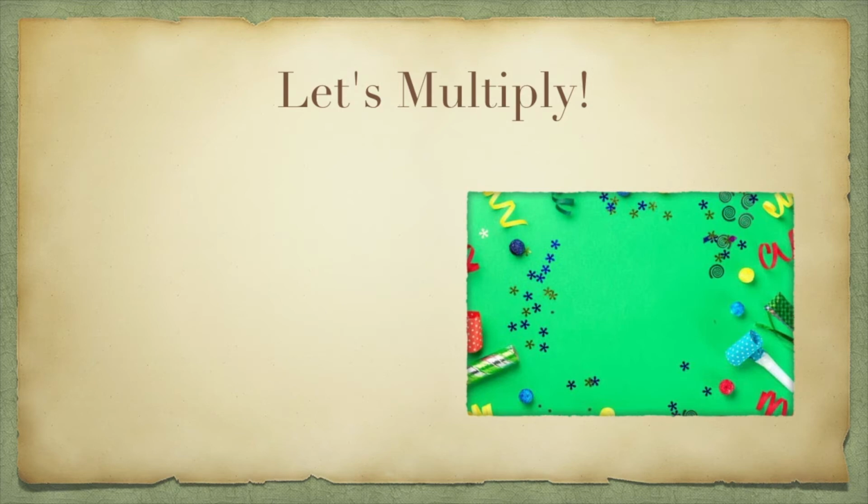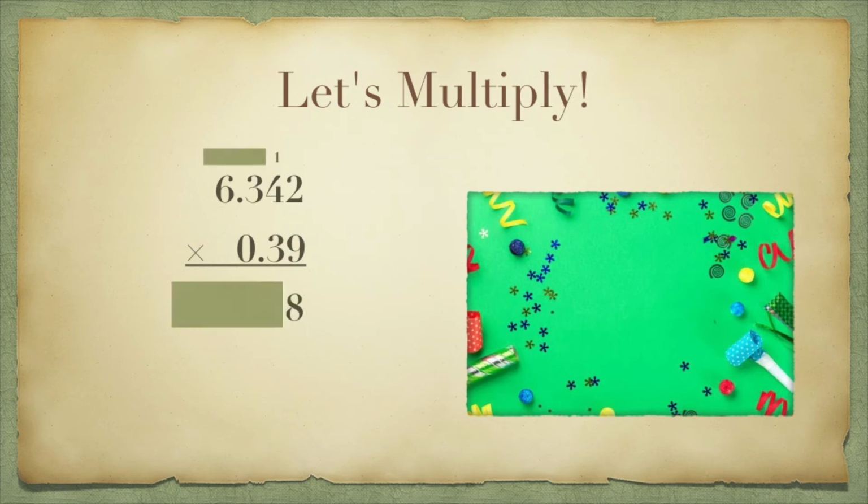Let's have 6 and 342 thousandths times 39 hundredths. Notice that this is a two-step or more complicated multiplication compared to the first example. So, let's start with the digits at the rightmost place. So, we have 2 and 9. So, 2 times 9 equals 18. So, write 8, carry 1. So, it's the same as when we are multiplying whole numbers.